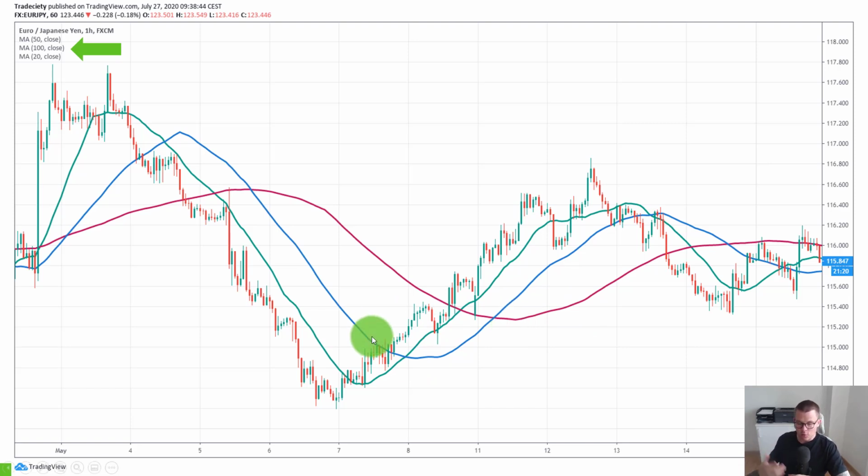And again, there's nothing wrong or right. It really depends on what type of trader you want to be. Do you want to get in and out of trades very, very quickly, or do you want to ride trends for a long time? And that is how you then choose the setting.